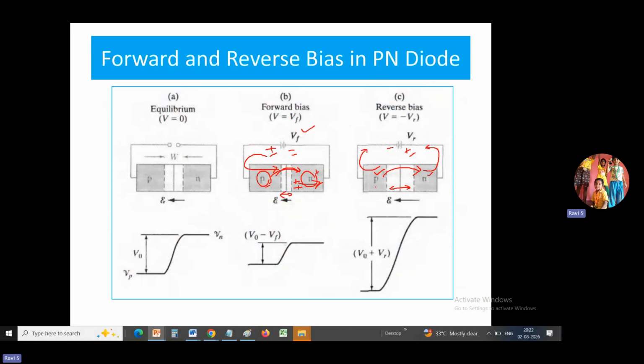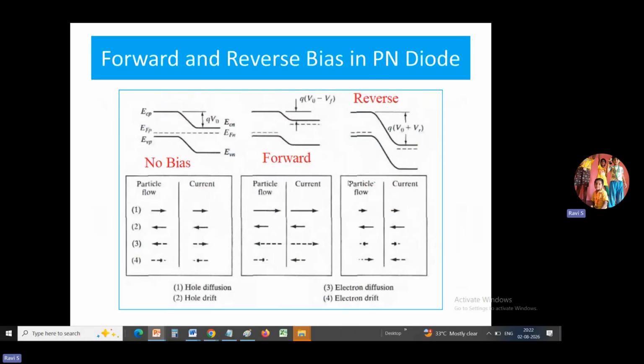Now in this situation, the minority carriers in the P region get repelled by the negative terminal of the battery. Similarly, minority charge carriers, holes, in the N region get repelled by the positive terminal of the battery. So now minority carriers cross the junction and contribute to the current. This current is nothing but drift current. We will see how much current is contributed by each of the diffusion and drift mechanisms.